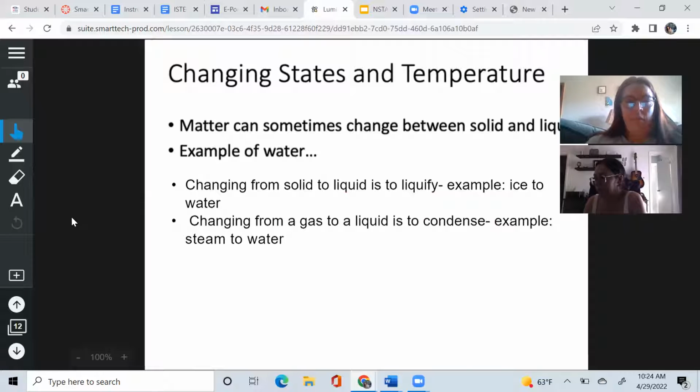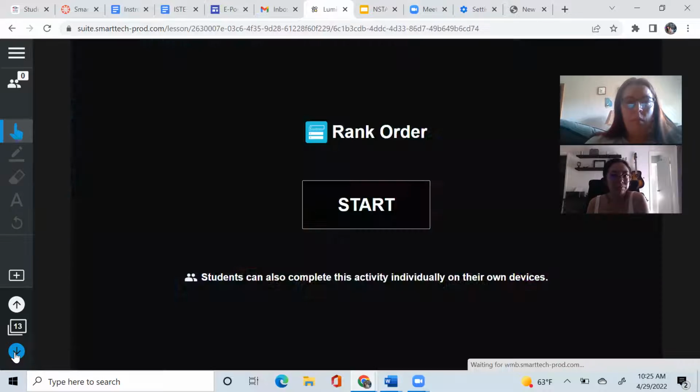And then right here, we're switching into changing states and temperature. Basically we go over how matter can sometimes change between solids and liquids. And then we talk about examples of the changes, again keeping it the same and giving more examples of changing states and temperature.